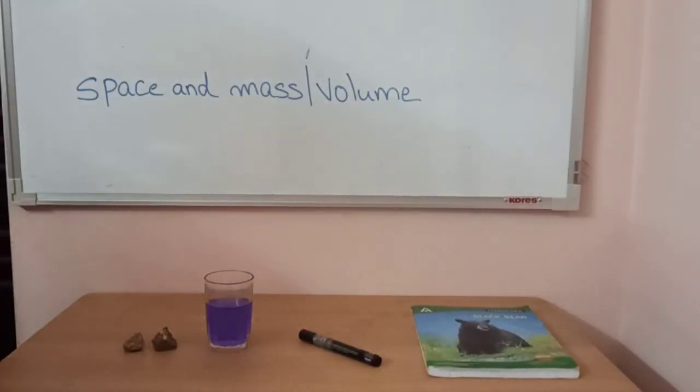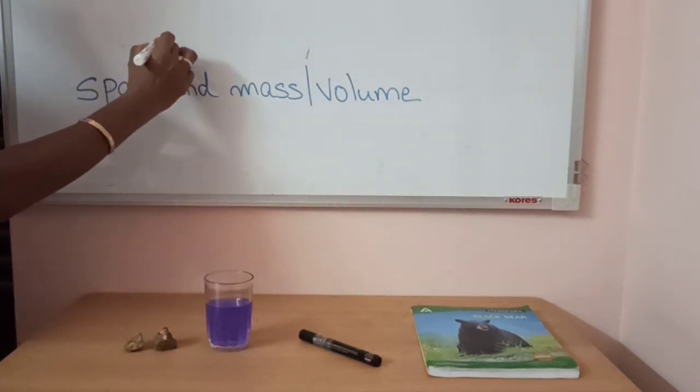In all the three activities, we observed that the stone, water and air require some space to occupy and they have mass also. If we consider a pen or book or any other solid substances, they also occupy space and have mass. Since all these objects occupy space and have mass or volume, we can call them matter.